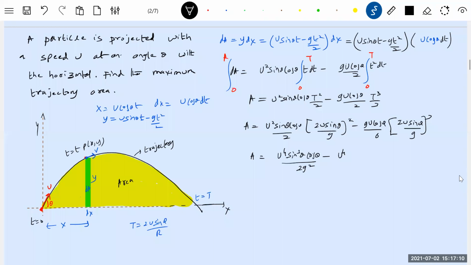Okay, I think we can simplify here. u to power of 4 sine cube theta. This will be cos theta. Here 2 cube, 8, and here 6 is there, so therefore this should be 4 by 3. Sir, first time 2 square you didn't write in numerator. Here also one 2 square is there, then this will become 2. Here 2, this 2 will not be there.